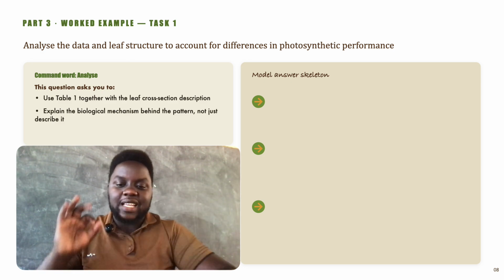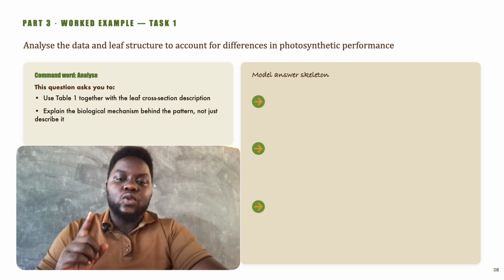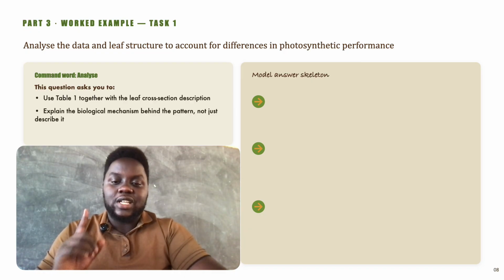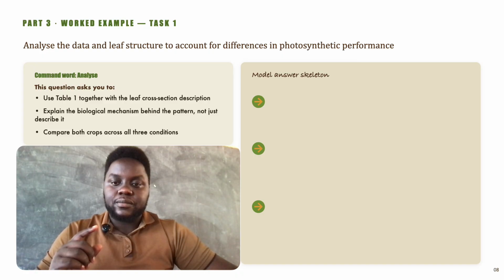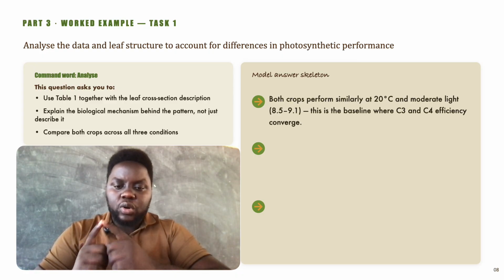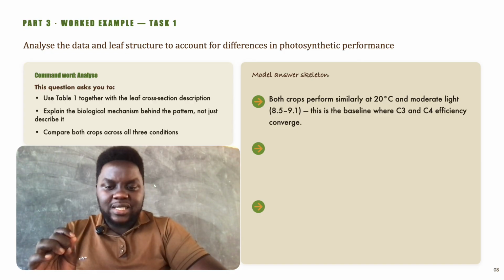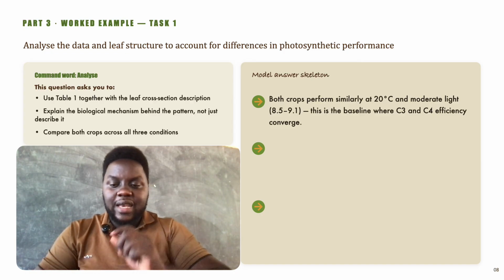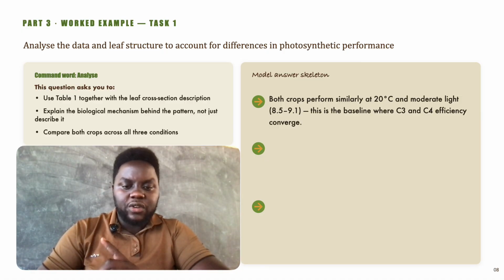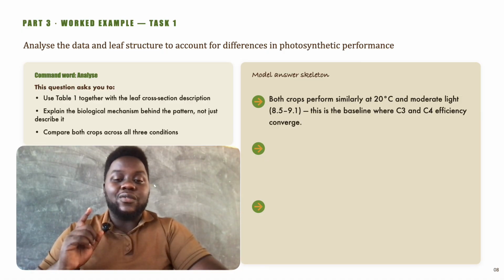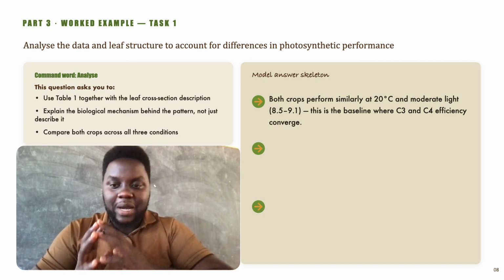Now, let's build the answer in exactly 3 layers. I'm going to walk you through it because this is a great template on how to structure any of the analyze questions that you may find later. Layer 1, establish the baseline. Both crops perform similarly at 20 degrees and moderate light, which is 8.5 for beans and 9.1 for maize. This is your baseline. Why do you mention it? Because it shows the examiner you have noticed that C3 and C4 efficiency converge when the conditions are mild.